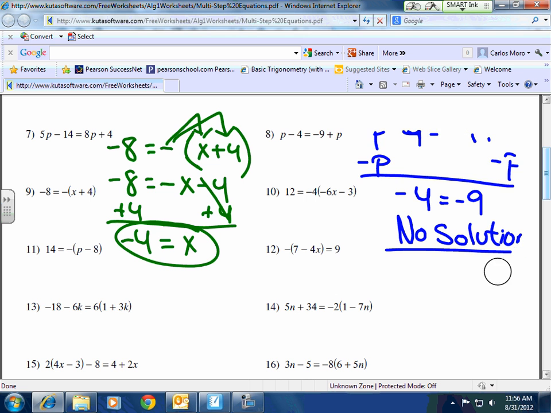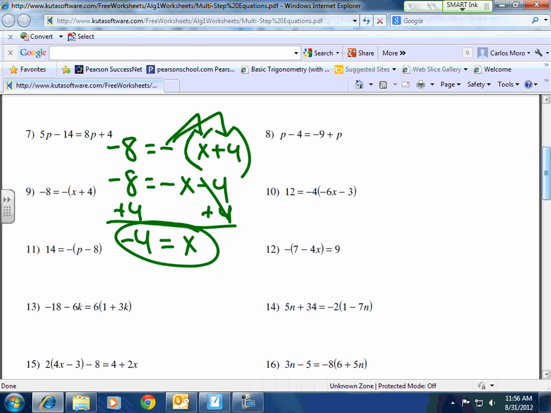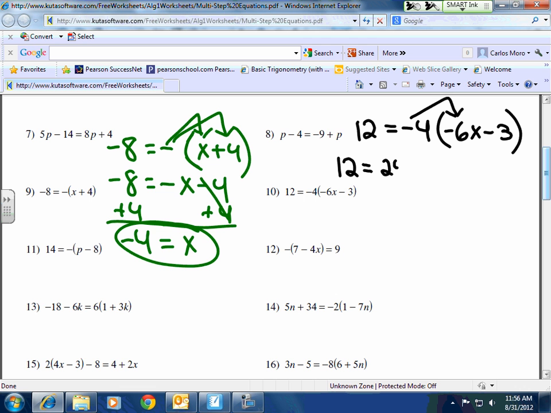Let's look at number 10 now, please. Let's check out number 10. We've got 12 equals negative 4 times negative 6x minus 3. Undo, or rather, I'm sorry, complete distributive property first. So I've got 12 equals negative 4 times negative 6x is 24x. Then negative 4 times negative 3 is plus 12. Now I have a two-step equation.